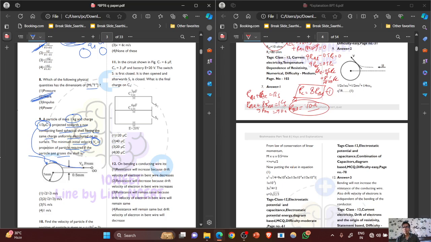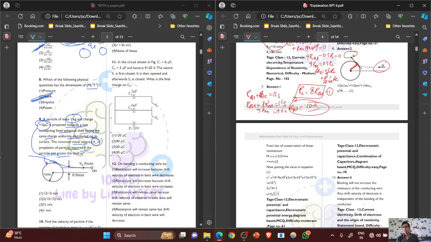Now looking at the solution, let's suppose the initial velocity is u and final velocity is v. Now we need to understand the energy by applying energy conservation. That will be initial kinetic energy plus potential energy equals final kinetic energy plus potential energy. Initially there is no potential energy because it is coming from a very far distance, so there is only kinetic energy. When it is here, there is potential energy plus kinetic energy.